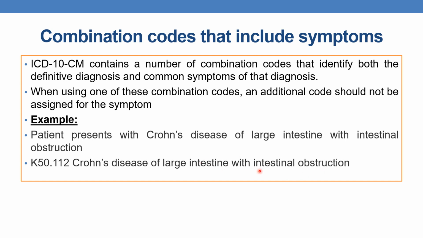Here, this combination code alone is sufficient. You need not code intestinal obstruction additionally, because it is included in the code itself. K50.112 describes Crohn's disease of large intestine with intestinal obstruction. So whenever combination codes that include the symptoms are present, that one code is sufficient. Additionally, you need not code symptoms as secondary diagnoses. That is the guideline.